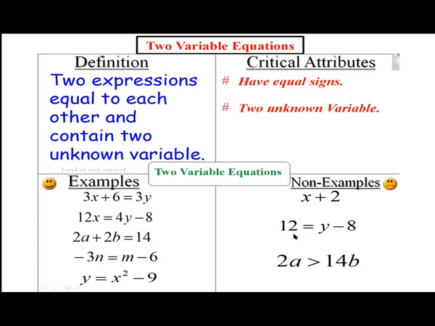Non-examples: x + 2 = 12, y - 8, and 2a > 14b. I wrote as a hashtag: have equal signs and two unknown variables. Copy that. I'll give you a little bit of time. Two variable equations. All right, let's move on.